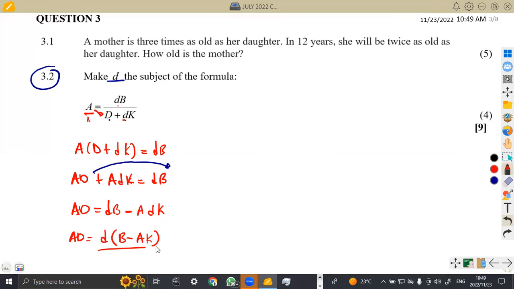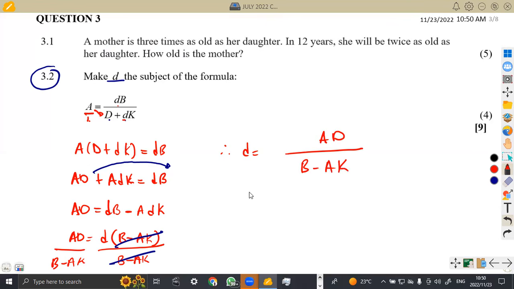To find D, just divide by the bracket on both sides. If you divide by the bracket on both sides, you have D as the subject. So let's cancel. Therefore, our D can be written as ad over b minus ak. So that is what we have as the subject.